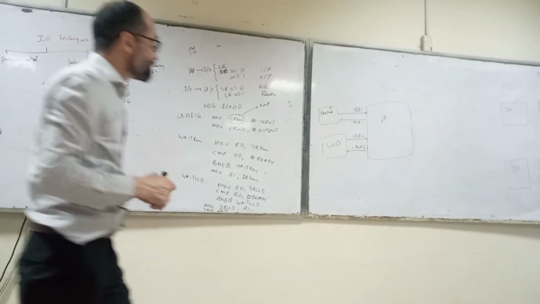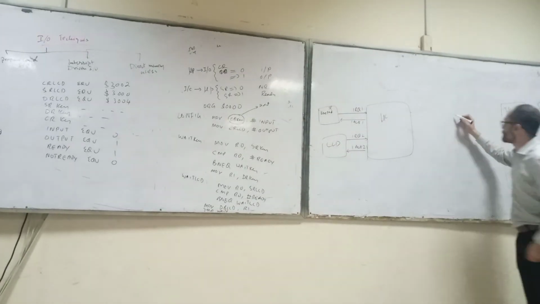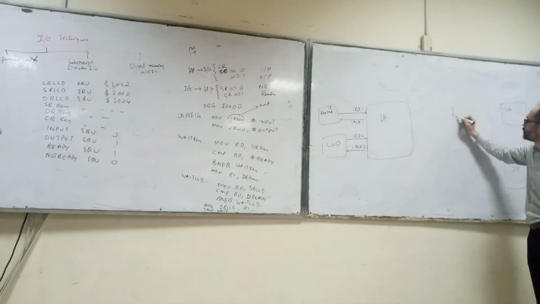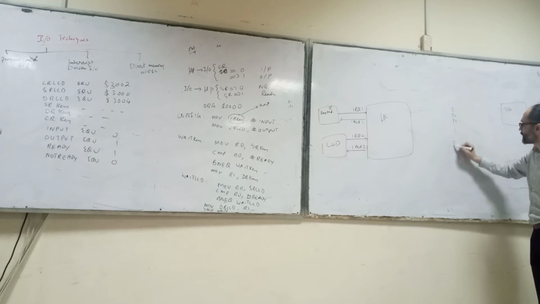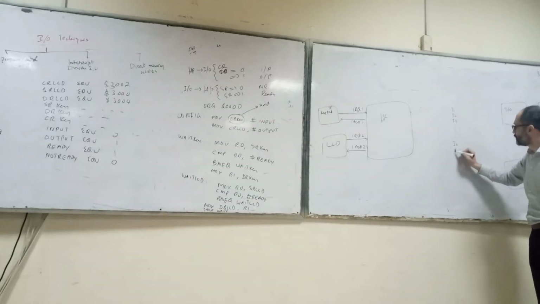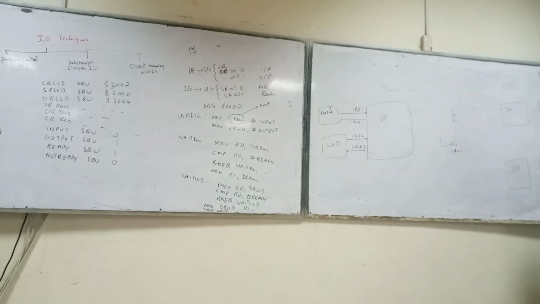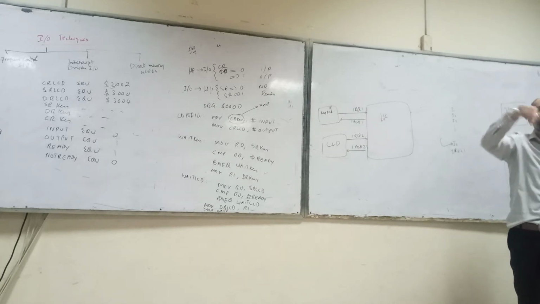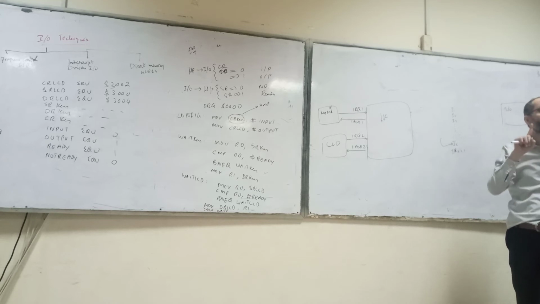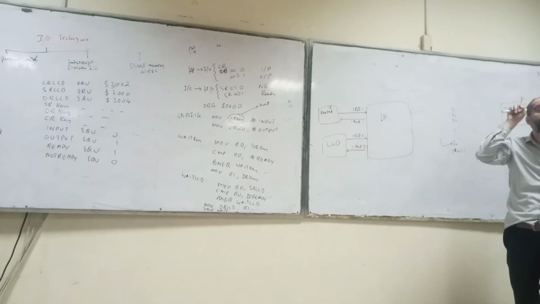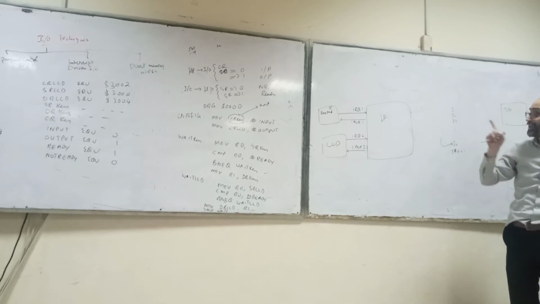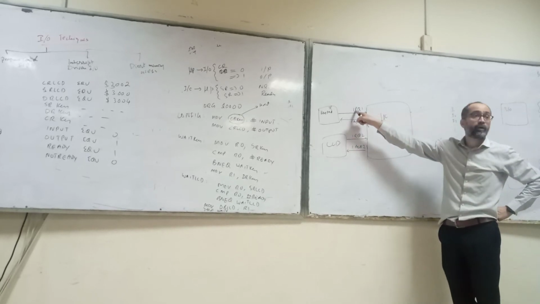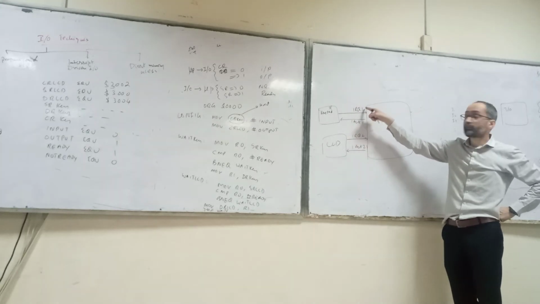Actually the microprocessor is now executing some instructions: I1, I2, I3. Let's assume it reaches IK and then IK plus 1. Let's assume the microprocessor is executing any useful program, and the user presses a key. What happens? The keyboard generates an interrupt. Which interrupt? IRQ1.